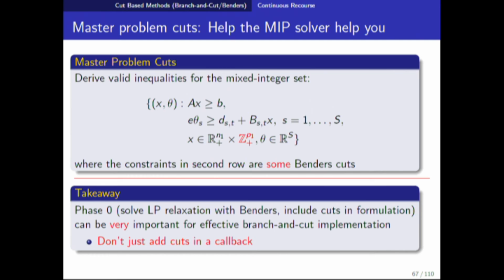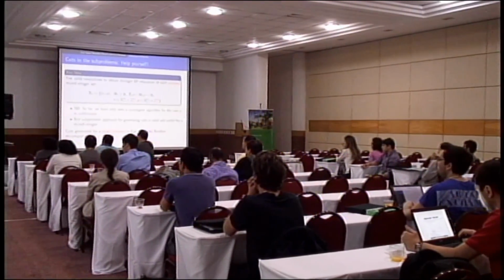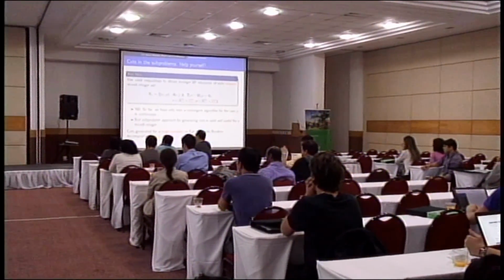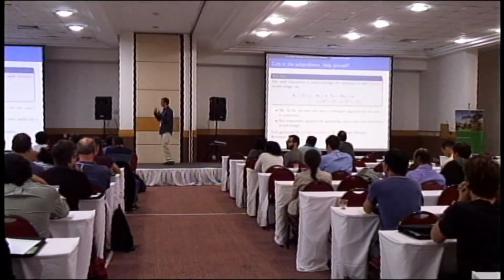So you have to add them in the callback to get a correct algorithm, but I'll also add them outside of the branch and bound tree. That's the lesson there. Okay. Any questions on that? Okay, so that's the master problem cuts. So that's fairly straightforward that you could do that.